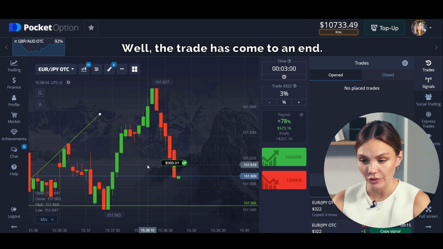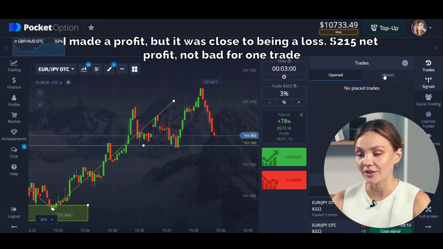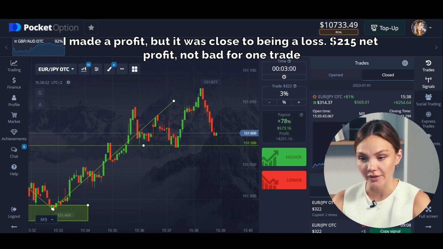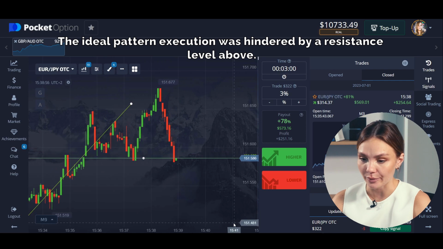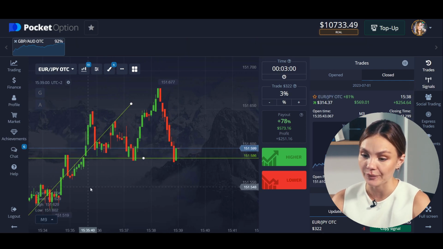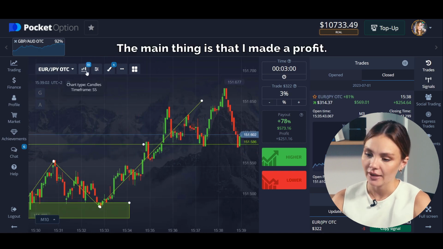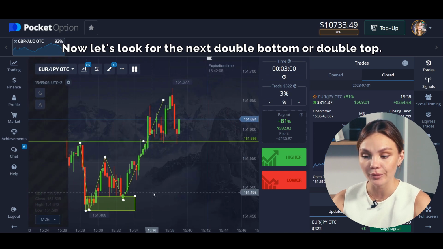Well, the trade has come to an end. I made a profit, but it was close to being a loss. $250 net profit, not bad for one trade. The ideal pattern execution was hindered by a resistance level above. The price was rising steadily, but then it encountered a reaction from the level. Well, it's okay. The main thing is that I made a profit. Now let's look for the next double bottom or double top.